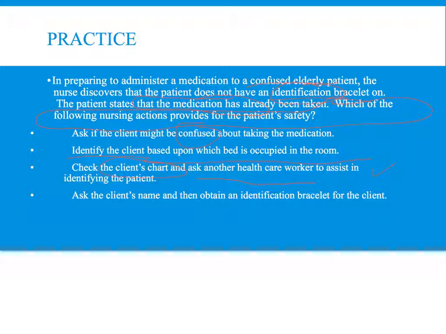On D, ask the client's name and then obtain an identification bracelet for the patient. Okay, not a bad idea. However, we have again said that this patient is confused. And so asking the patient and then just getting a bracelet might not be the safest thing to do. Because again, we have a confused elderly patient and we're talking about patient safety. I'm going to go with C right here because I think it's the best idea for my patient's safety. And that is the correct answer for this question.